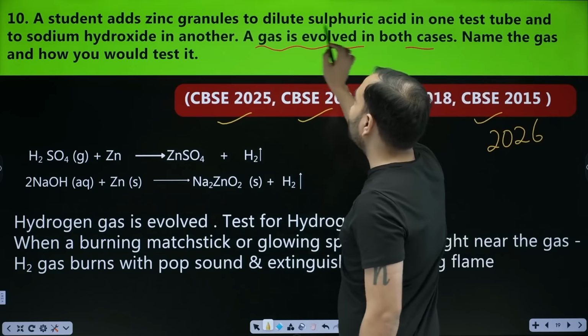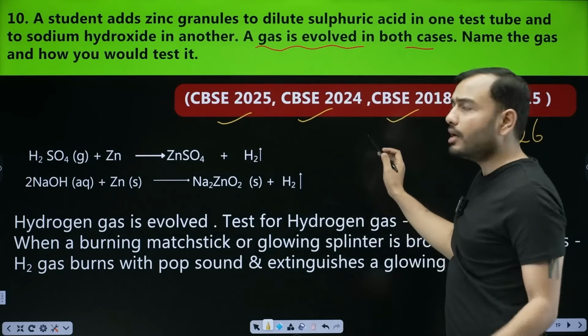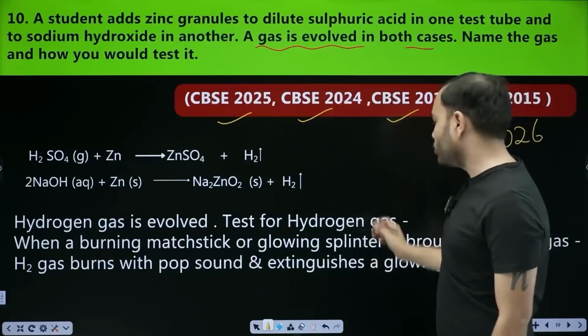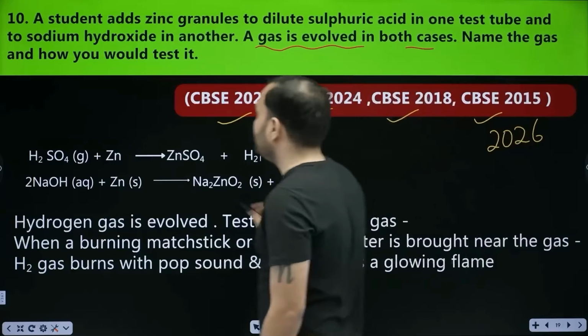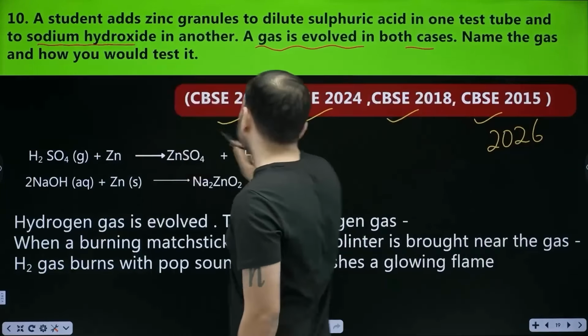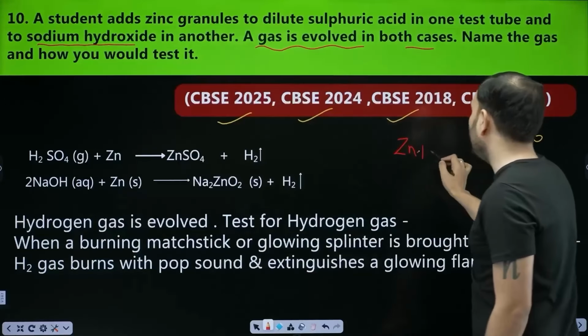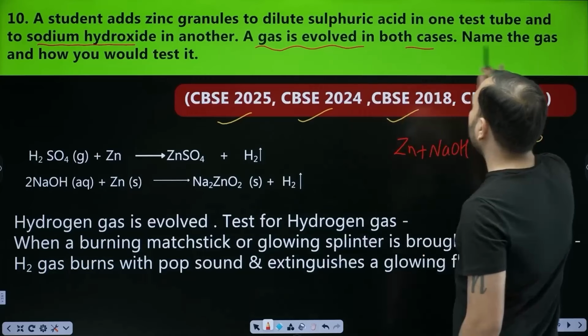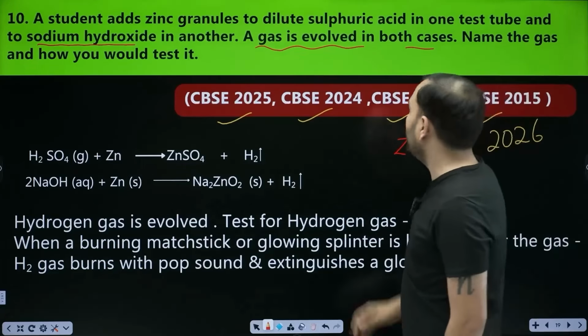Zinc granules react with what? Dilute sulfuric acid. What will be released? Hydrogen. And to sodium hydroxide in another. Sodium hydroxide, what is it? It is a base. Zinc plus NaOH, this is base. What will be released from this? Hydrogen. A gas is evolved in both cases, hydrogen gas, all right.